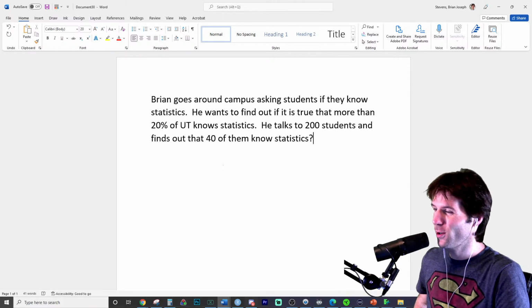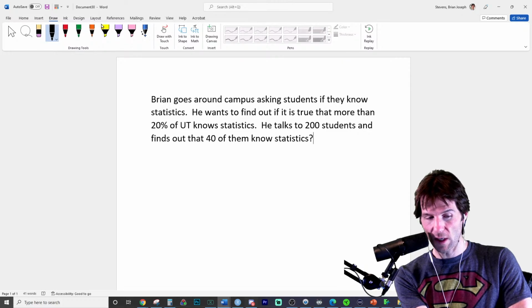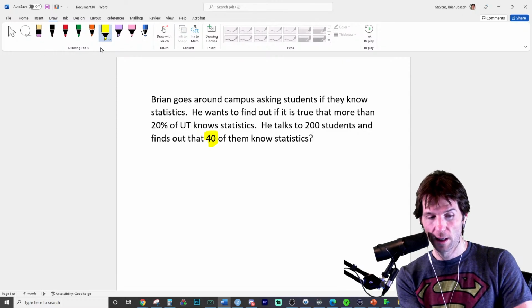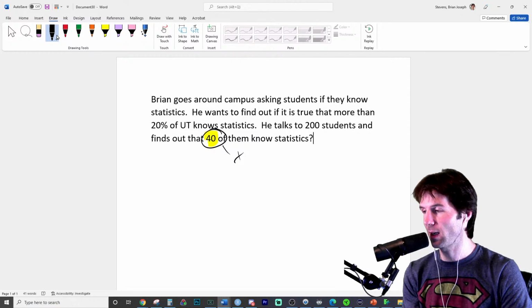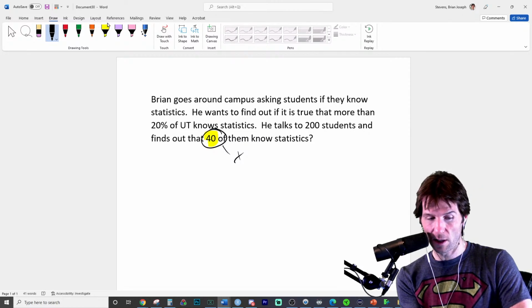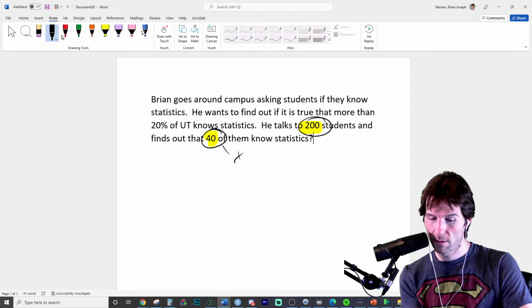So the questions usually are more like, X is 40. Yep. That's the number of successes. So that's 40. Keep going. There's not that much notation for this one. So that's X is 40. Sample size. He talked to 200 students. That's the sample size right there. Yep. Anything else you see?